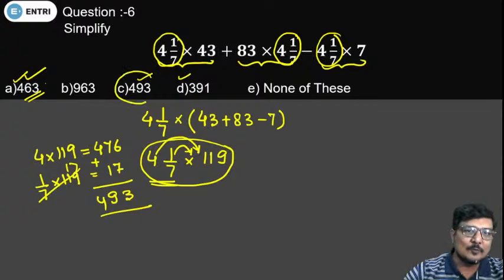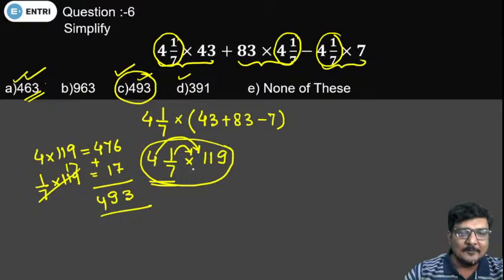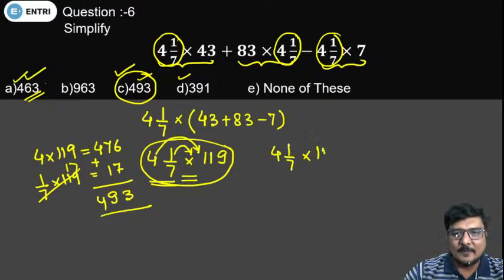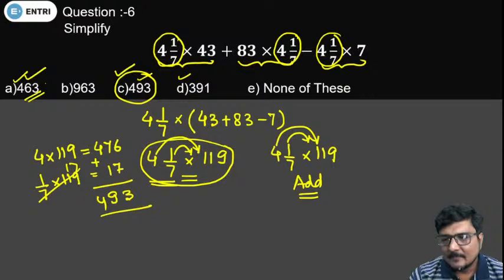So all the students who have punched option C have got the right answer. Rajshekhar Reddy, Rani, Renuka. Okay, very good guys. Have you understood the logic of multiplying this? 4 1 by 7 into 119: multiply 4 by this, multiply 1 by 7 into this, and add both these numbers. It will be a lot easier to solve this type of expression like this. Understood guys? Any problem to anyone? Is everything clear to everyone?